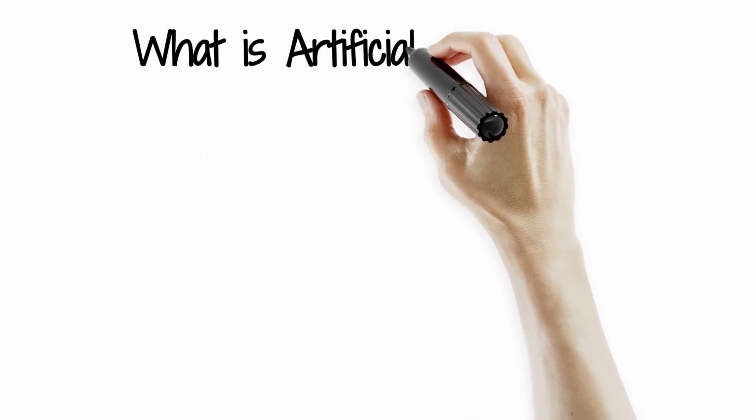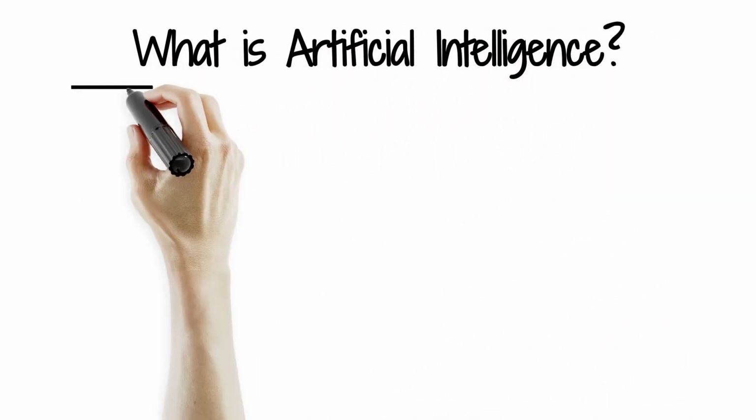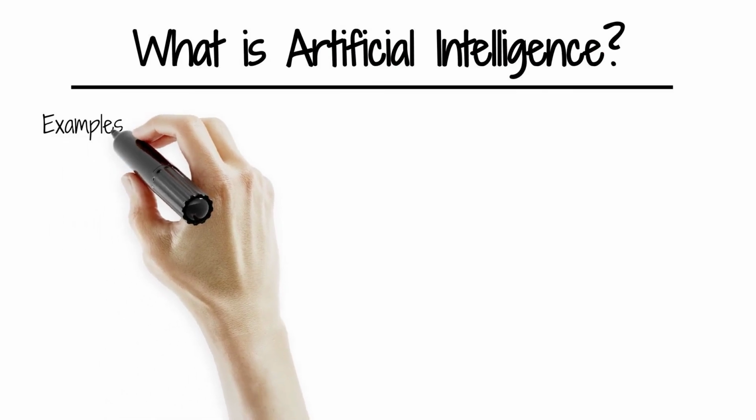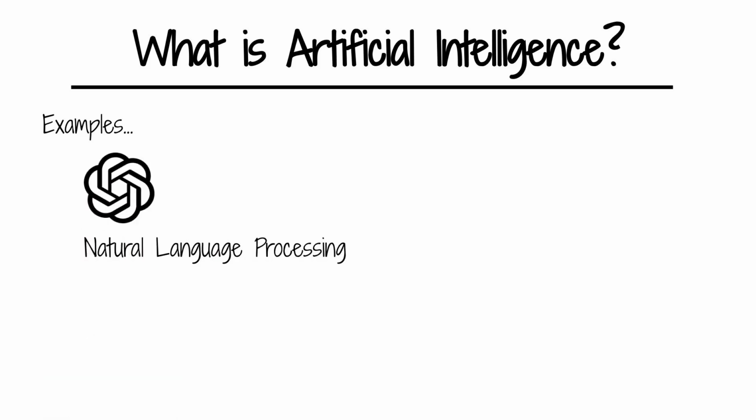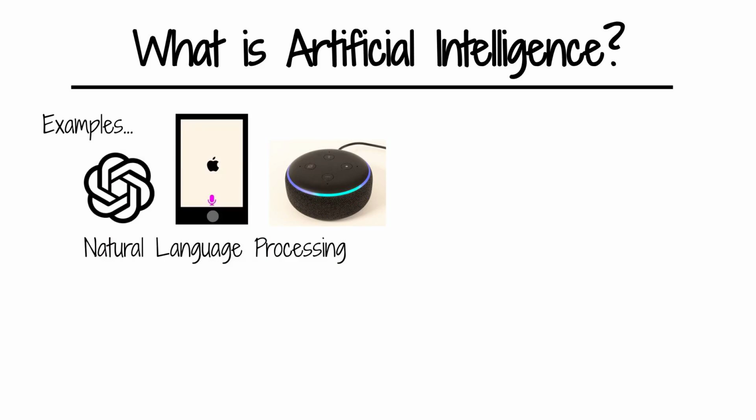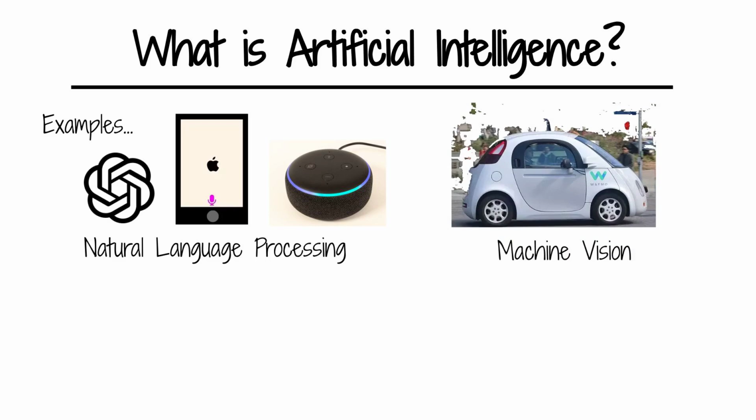If you've encountered AI before, it was probably through a natural language processing tool like Siri, Alexa, or ChatGPT. These systems are considered intelligent because they can process human language and respond in useful ways. You might also have used facial recognition technology on your phone or have heard of self-driving cars. These are examples of machine vision, where AI interprets visual data and reacts accordingly.